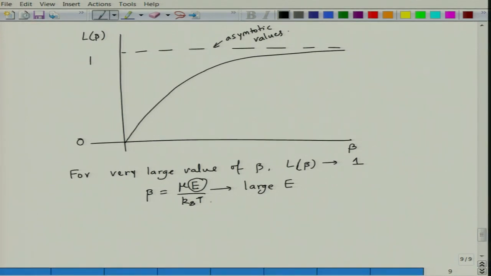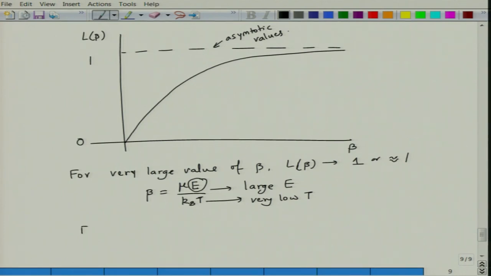It could also mean very low temperature. So for a reasonably high temperature, it could mean very high field, and it could also mean very low temperature, and it could also be some combination of both of them. So for these values, we see that L(beta) is tending to 1, or L(beta) is closer to 1.